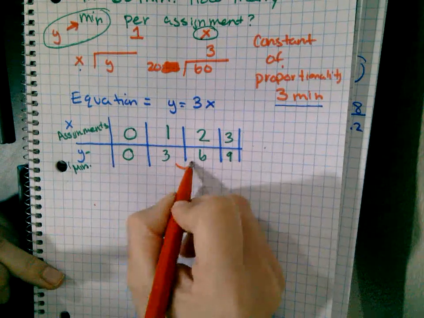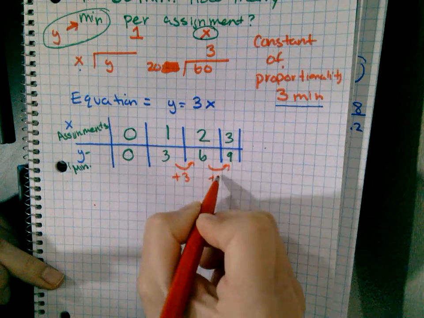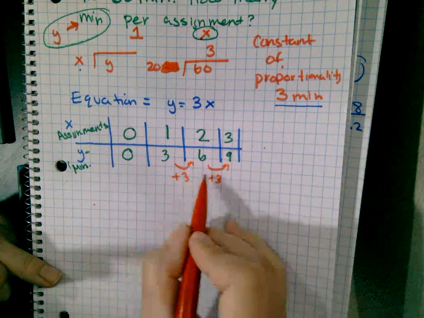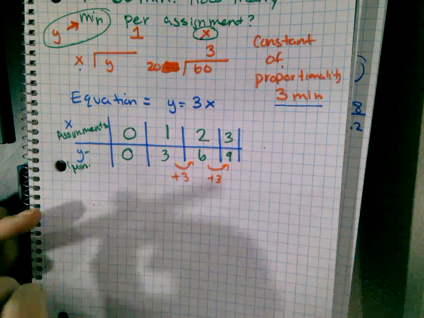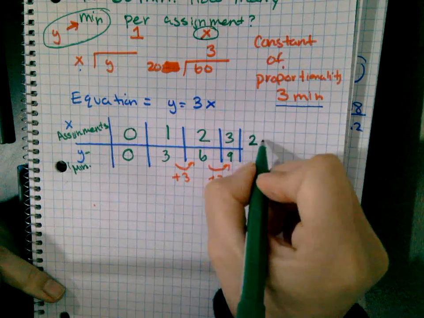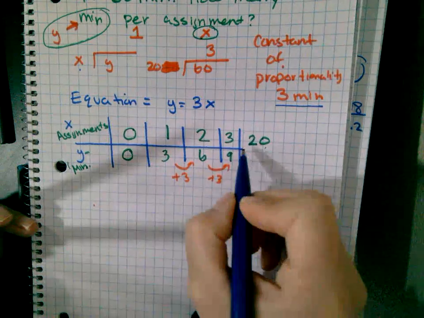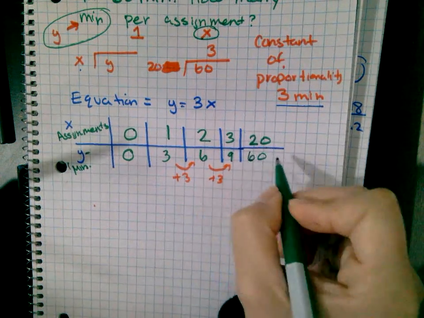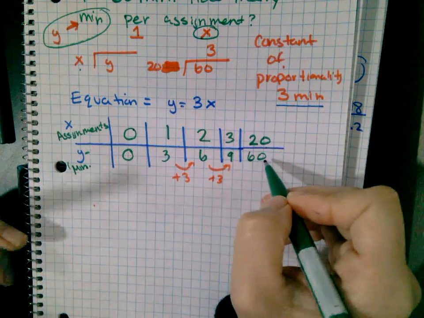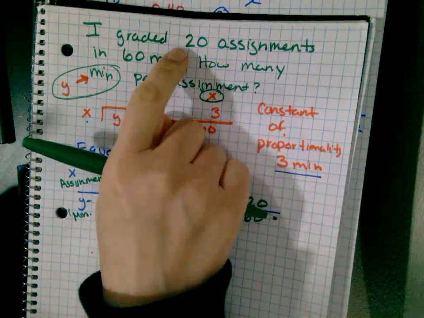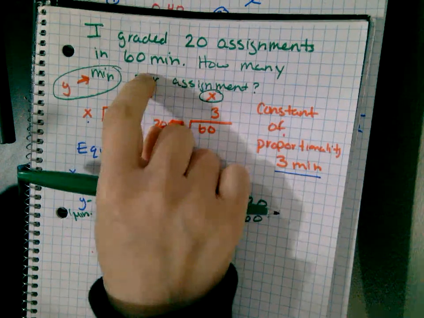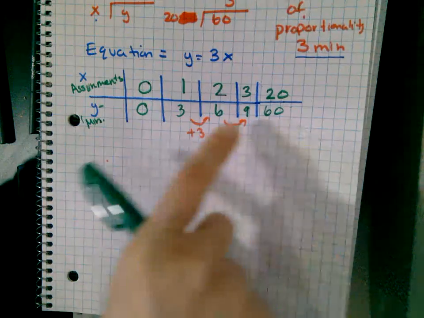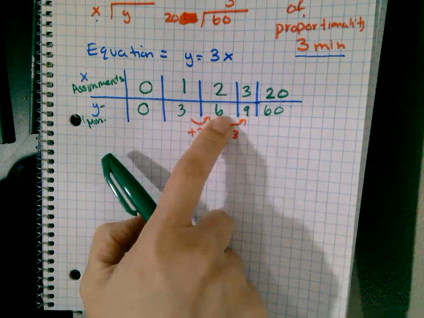Why? Because I keep adding 3. Why 3? Because 3 is my constant of proportionality. So I just keep adding 3, adding 3, adding 3. If I have 20 assignments, it's going to take me 60 minutes. How do I know that 20 assignments is going to take me 60 minutes? It's what I told you in the problem. 20 assignments took me 60 minutes. If I have 1 assignment, it's 3, 2 assignments, it's 6.